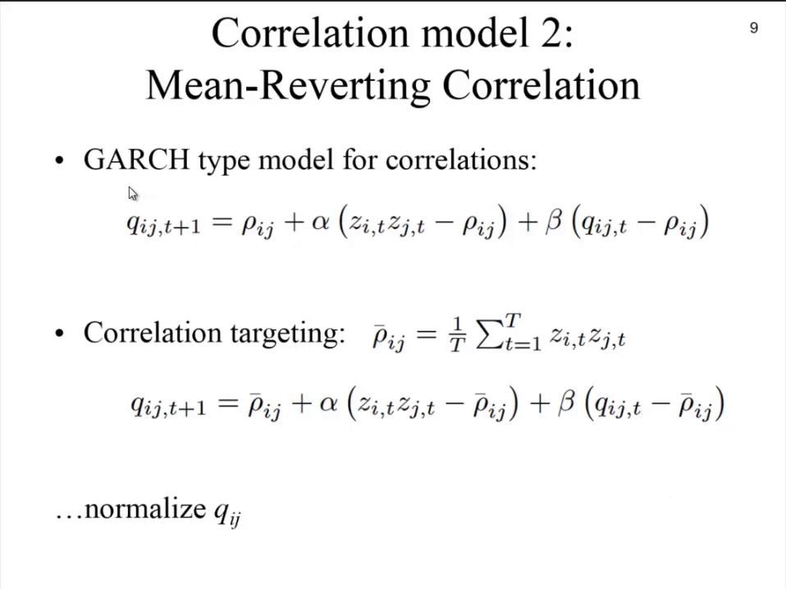The second correlation model is equivalent to the Garch model for variances. It's a mean-reverting model for correlations. The model mean-reverts to the sample correlation rho ij, which is the sample correlation of the standardized returns. Hence, this model is going to depend on two parameters, alpha and beta, and then rho ij is going to be this constant that we define with the sample correlation. As before, we need to normalize Qij to obtain our correlation between i and j.